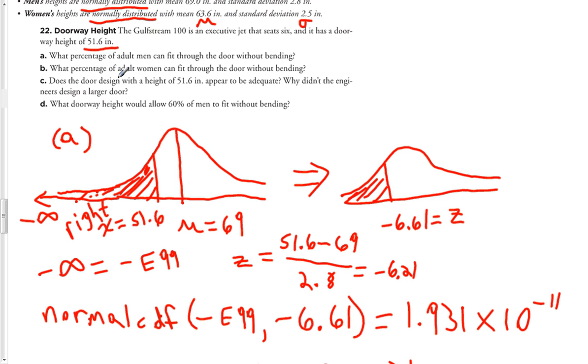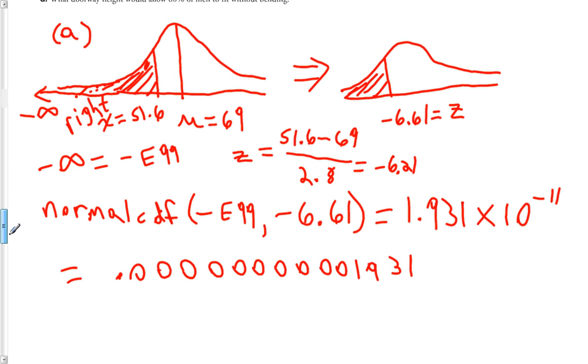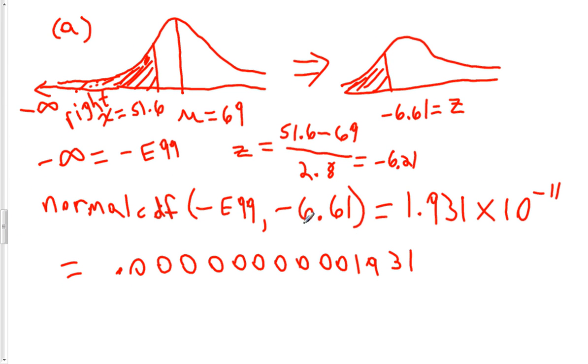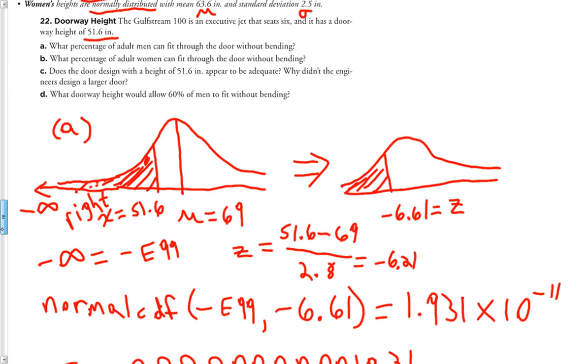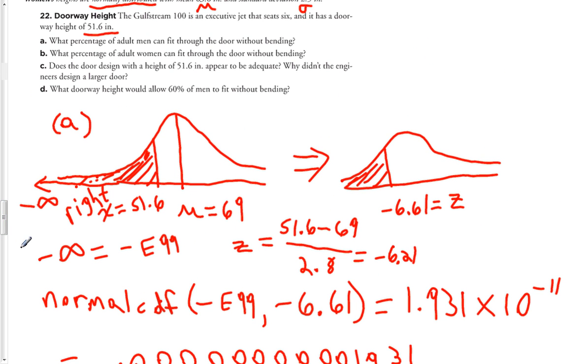Part C. Does the door design with a height of 51.6 inches appear to be adequate? I would say no, because a majority of men would have to bend down in order to get through this door. So if this is the percentage as a decimal of men who don't have to bend down, that means it would be really, really rare for a man not to have to bend to get into this jet. So it doesn't seem like the height of 51.6 inches is adequate.